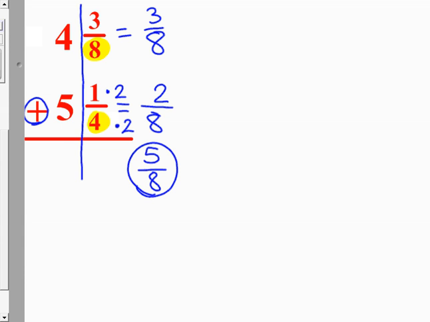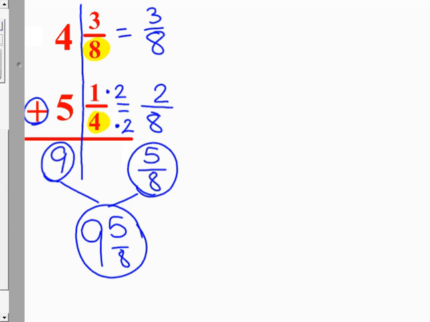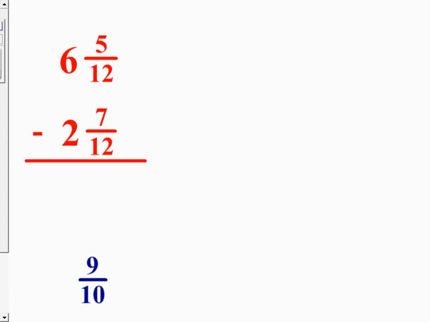When we come to the whole numbers, 4 plus 5 is 9. We're good with the whole number side. And our final answer then is 9 and 5/8. Now let's look at a couple more examples.